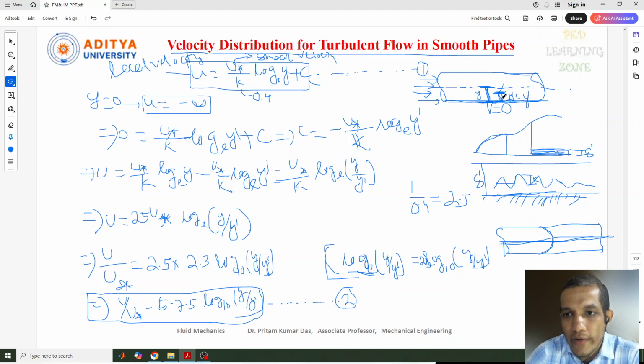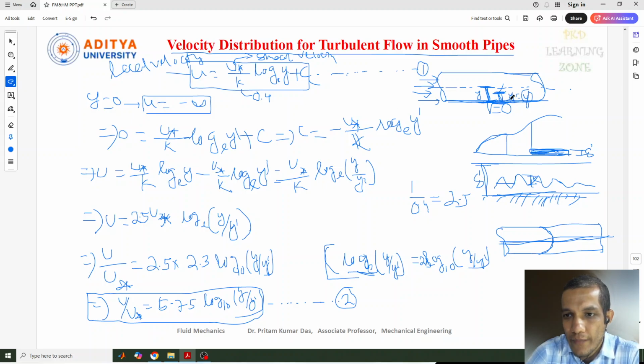Why have we taken y dash? Because the velocity at this point was 0, and at this point, at height y, the velocity is infinite. That's why we have taken y dash. But if you come to the sublayer region, this is the laminar sublayer, and this is delta dash. Inside this delta dash we have the smooth surface, so for a smooth surface the value of k should be less than this one.